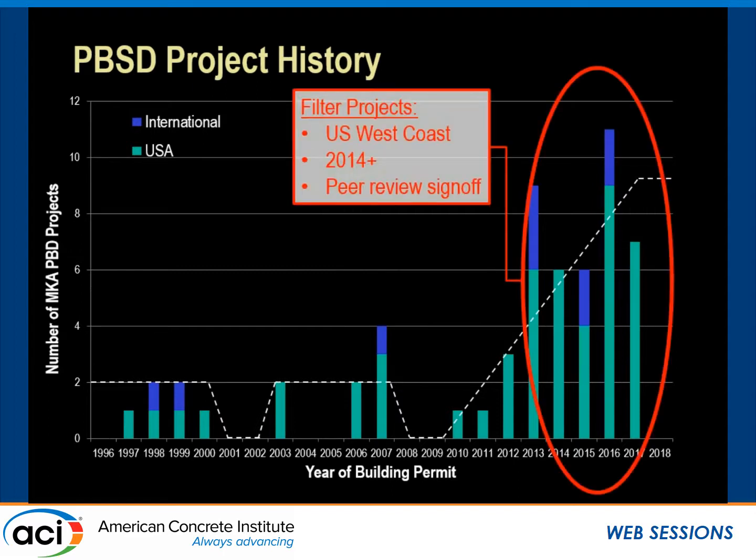So the filter that we applied to the projects that we've done, we looked at projects only on the US West Coast, so we eliminated any international projects because they typically have a different design approach. We looked only at projects from 2014 and on, just to get the most recent results. And we only looked at projects that have peer review sign-off. That way we can be confident that the numbers won't change due to a peer review comment or any further analysis.